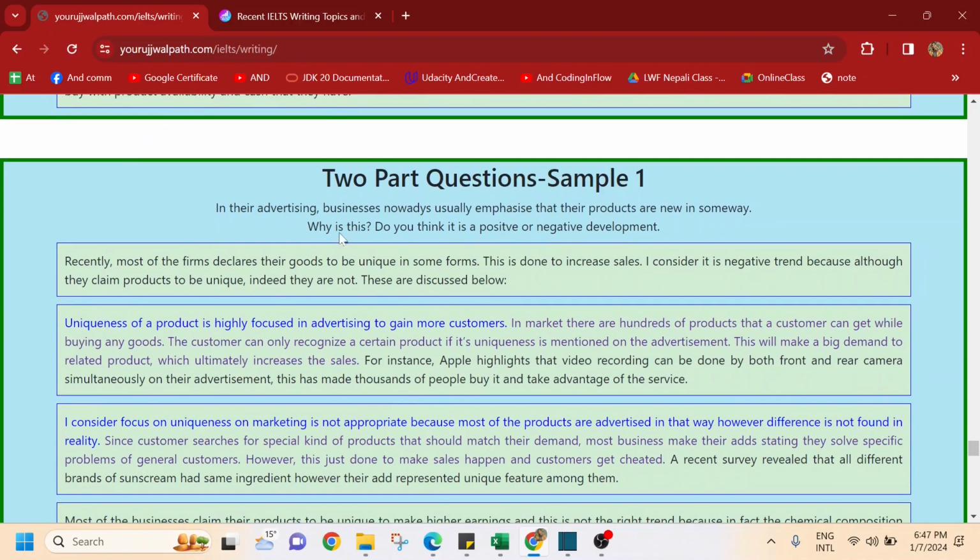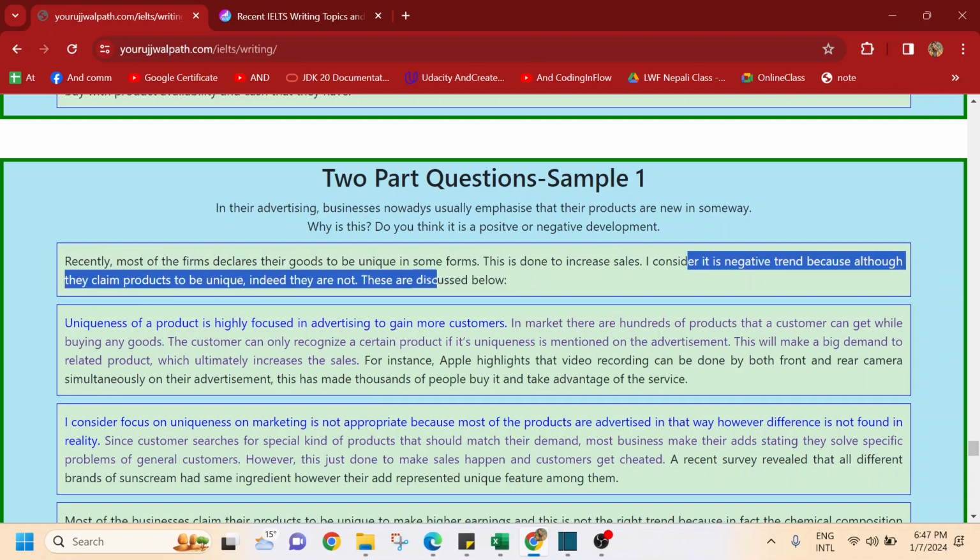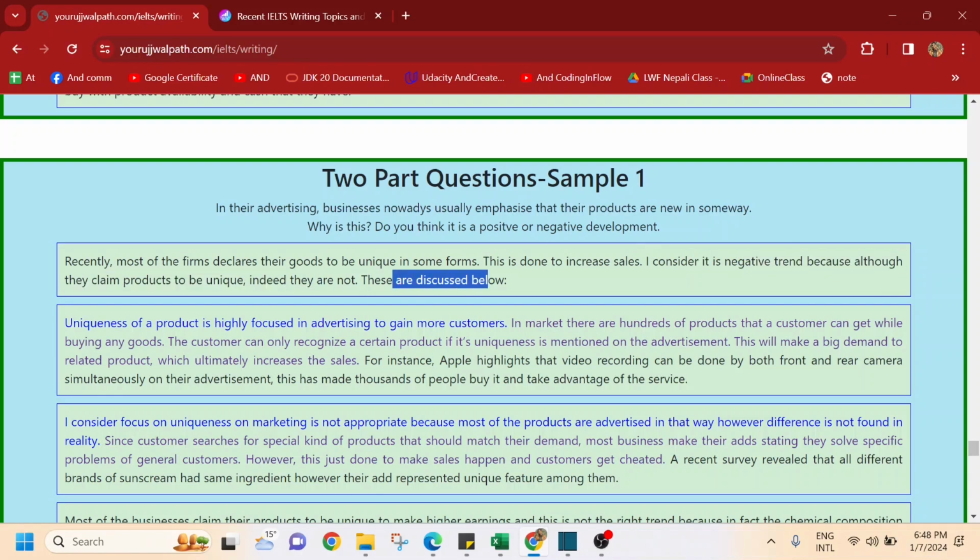So for this question, you need to change the language first. Then you need to come up with the answer for the first question as well as the answer for the second question, and just mention that these are discussed below. The reason that I kept this as a sample one is because sometimes you could be asked what factors cause this, or what are the solutions. At that time you probably need to have two answers.